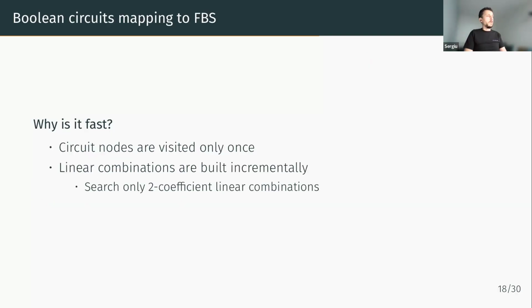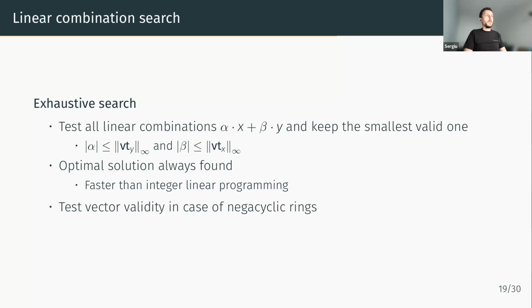So why is the heuristic fast? Because the circuit nodes are visited only once, and the linear combinations are built incrementally. So each time we only try to build a two-coefficient linear combination. How are these linear combinations built? We use exhaustive search. We test all the possible linear combinations, like alpha x plus beta y, and we keep only the smallest valid one.